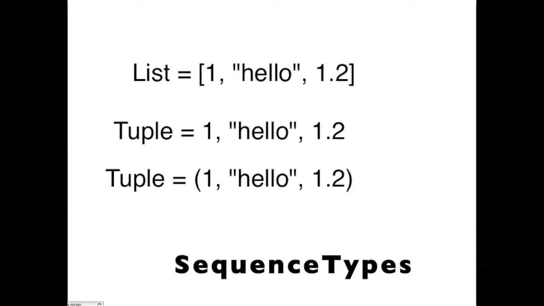Here in this example, we have a list named list. And here, as you can see, it can hold an integer, a string, and a floating point number. Same with a tuple. With a tuple, you can either write it without the parentheses or with the parentheses, and with a list, it has brackets.